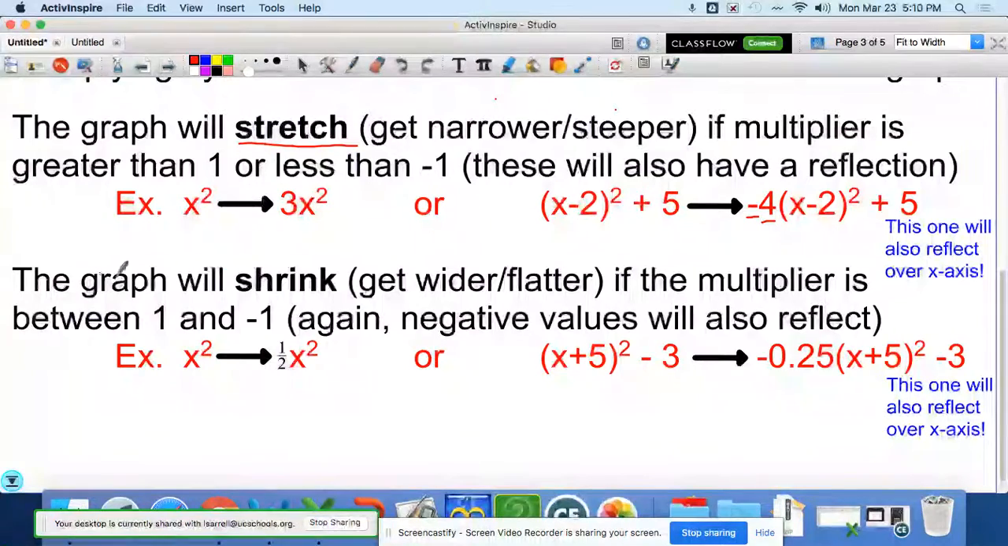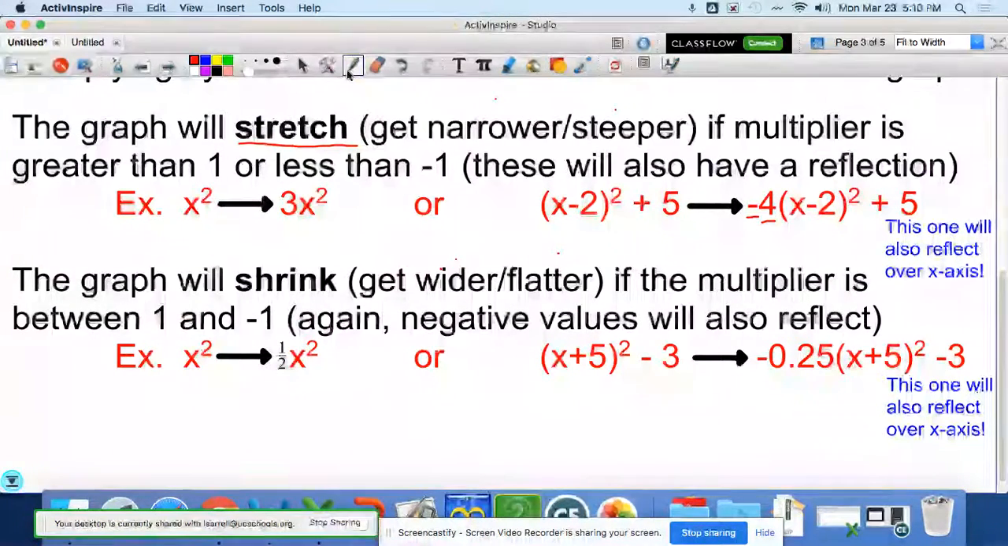Shrink's a little bit different. The graph will shrink, which means get wider and flatter. You're going to need to know these two key words and these two key words, okay, for your homework. If the multiplier is between 1 and -1. Again, these ones in the negative realm are going to cause a reflection.